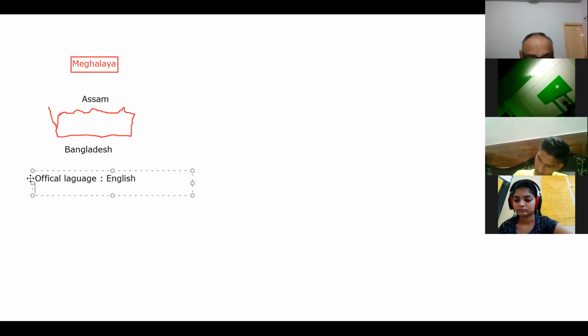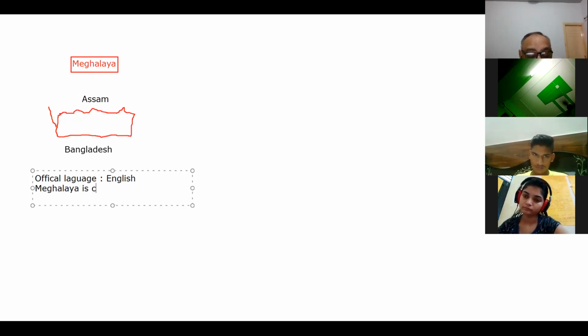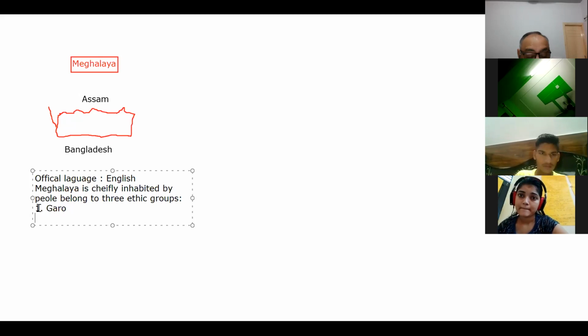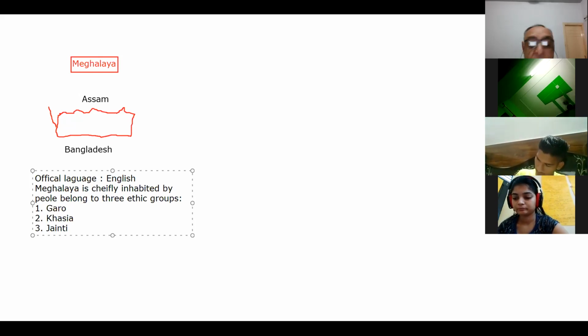English is the official language of the state, right? And one more important thing there is that Meghalaya is chiefly inhabited by people belonging to three ethnic groups. One is Garo, second is Khasi, and third is Jaintia. These are the three types of people who are living there in the state: Garo, Khasi, and Jaintia.